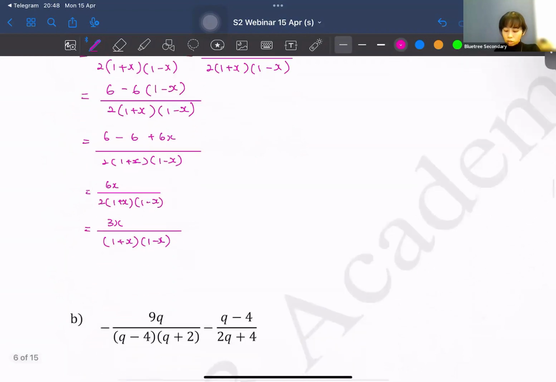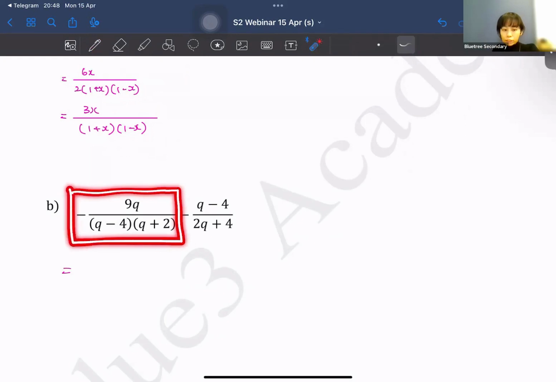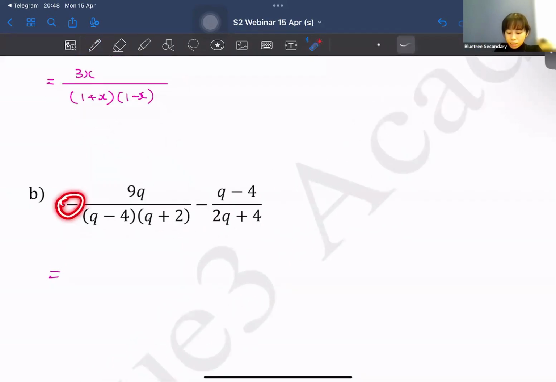Okay, going to move on to part B. For part B, the first fraction is already factorized for the denominator, but the second fraction is not. So please factorize your second fraction's denominator first. I'm going to concurrently bring this negative sign up to the numerator.